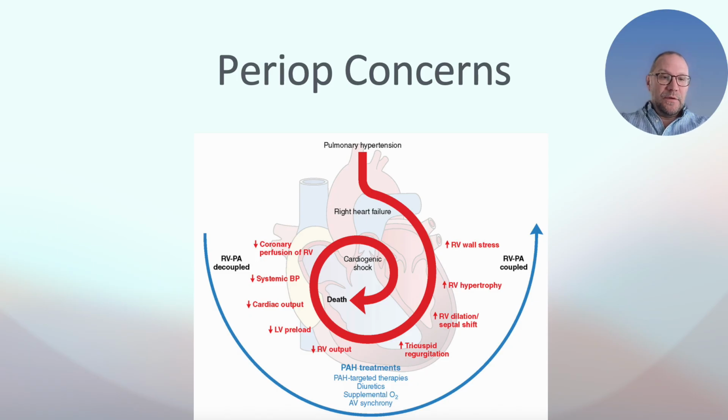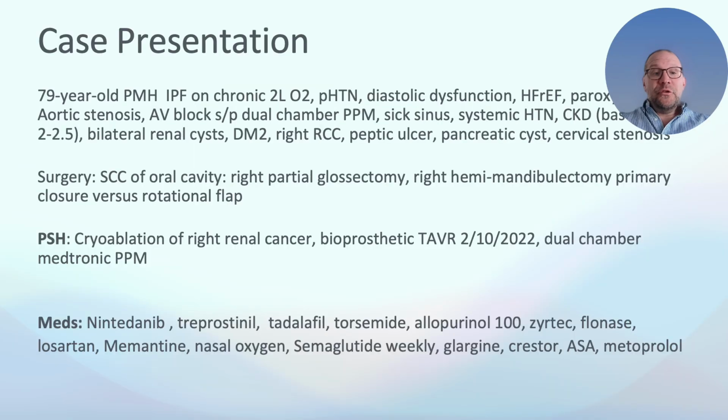Some risk factors that we'll go into a little bit more are preoperative right atrial pressure of over 7, a low preop 6-minute walk test or a decreased functional 6-minute walk test, and perioperative vasopressor use. So let's get into a case.